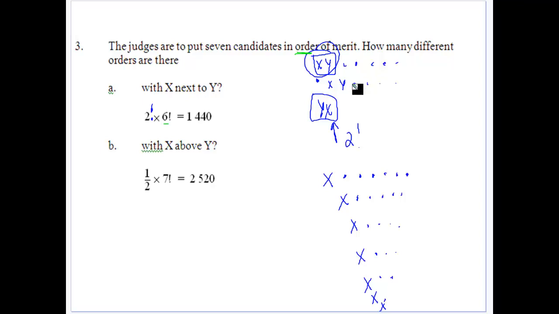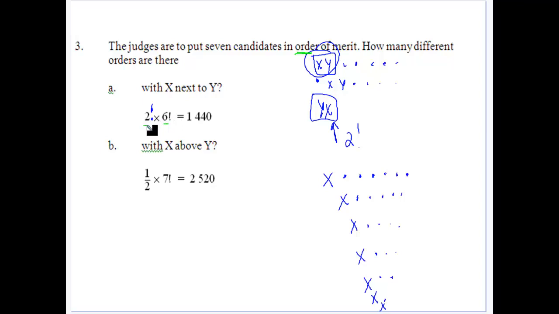But then, it just says X has to be next to Y. So the order for X and Y could be Y times X, as long as they're together, and then you could repeat the same thing. So what we've got to consider is that if we consider them as one unit, then they can be ordered 6 factorial ways. So instead of 7 candidates, we'd consider 6 candidates, with 2 of them being together.